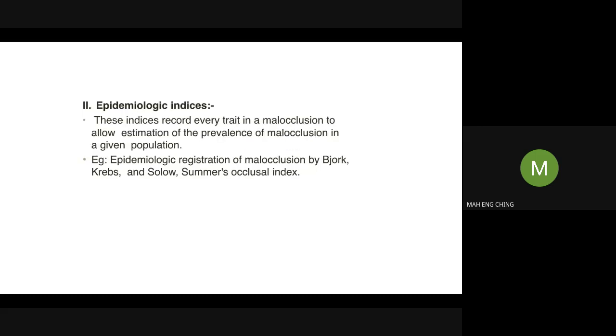Epidemiology indices. These indices record every trait in a malocclusion to allow estimation of the prevalence of the malocclusion in a given population. So these are usually for research purposes. For example, Bjork, Palling and Solow, or the Summers occlusal index. These are always for description of a population. So let's say I say in Malaysia, we are more class 3 than class 2. Then you can picture we tend to have a longer lower jaw. So this one is for epidemiology indices.